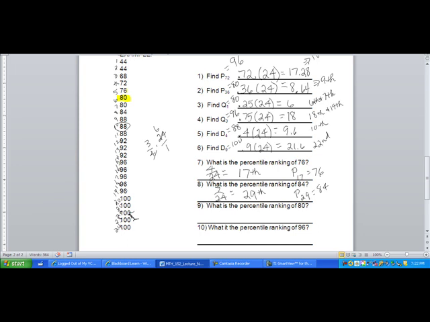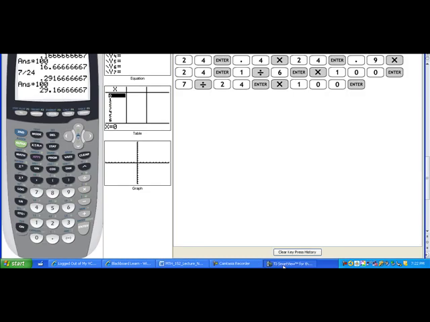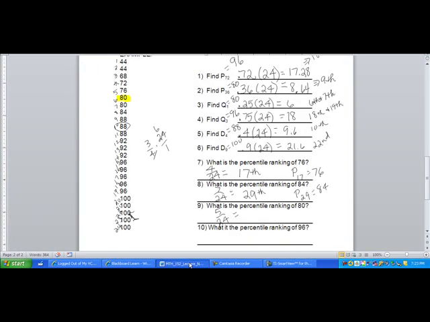So we count 1, 2, 3, 4, 5. So that's 5 over 24. So again, we need to calculate. So I'm going to do 5 divided by 24, and then times 100 to move the decimal point. So 20.8 would be 21%, the 21st percentile.